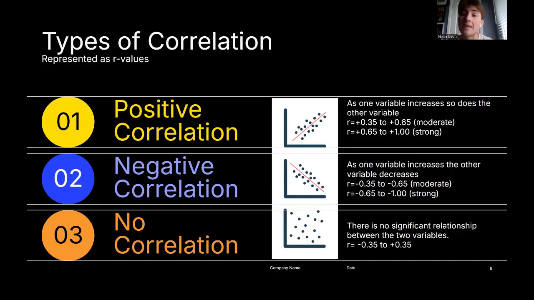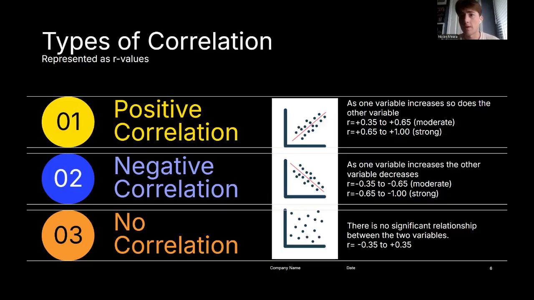So there's no significant relationship between the two variables. So if you can't find a line of best fit, which is what is red in those graphs, then there is probably no correlation. So if it's flat, then there's not really a strong relationship. It's kind of just random.